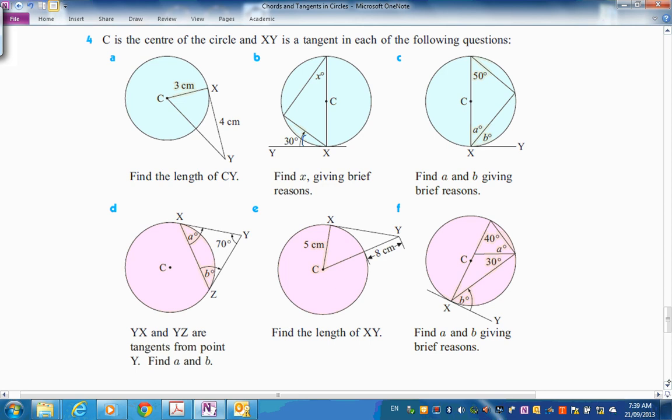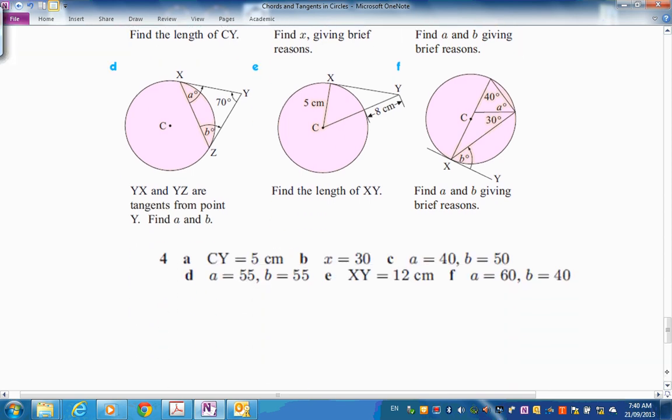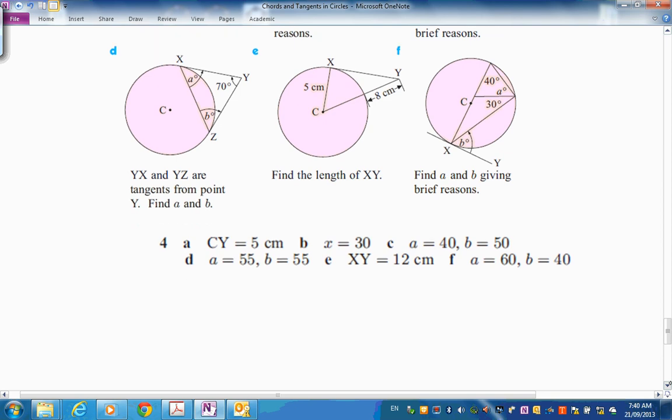Now I'll just show you the answer. You can pause the presentation now and have a go at that. I'm not going to come back and do all the detailed arguments here. I'll just show you the answers. Okay. So they are the 6 answers, A, B, C, D, E, F. Make sure you put those reasons in brackets. Okay, let's go on.